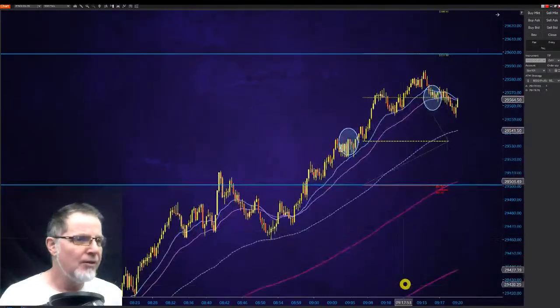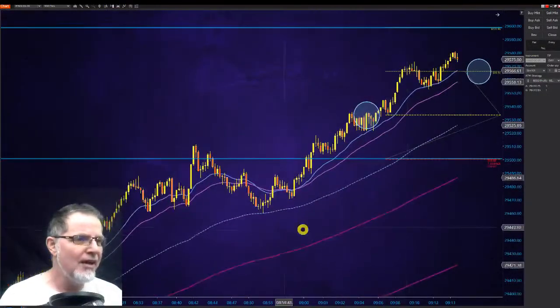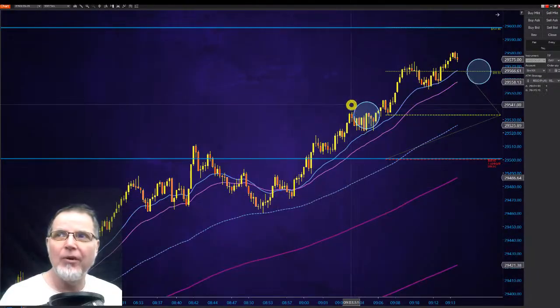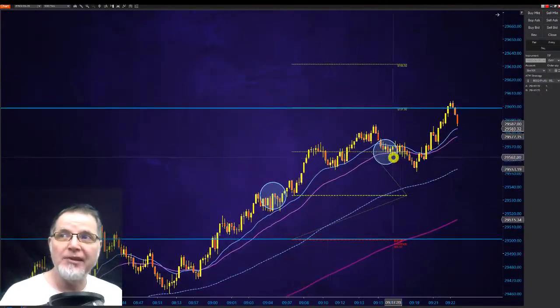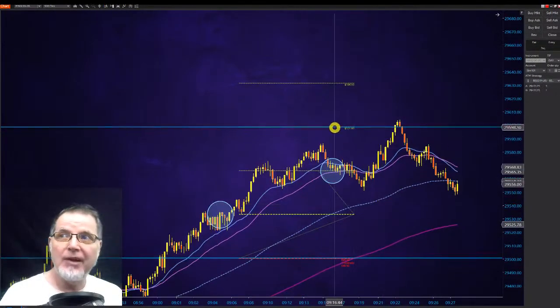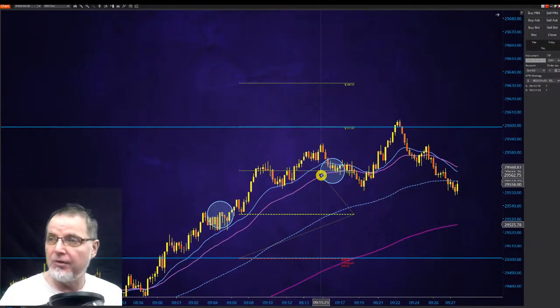But right here, I actually did not buy down here. I bought up here, which is why I wanted to quickly take a 1-to-1 once it started coming down. It did hit my 2-to-1 target up here, but I wasn't in it. I closed it right here. That was $64. Thank you, Lord.